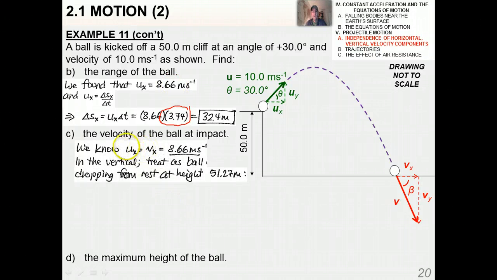The velocity of the ball at impact. Well, you know that the initial horizontal velocity equals the final horizontal velocity, so we already know v sub x, which is 8.66 meters per second. Now, in the vertical, we treat it as a ball dropping from rest at a height of 51.27 meters, which was the high point here. How fast is it going to be going? It's clearly going to be going faster than the vertical component of it at this point, because it has 50 more meters in which to speed up.